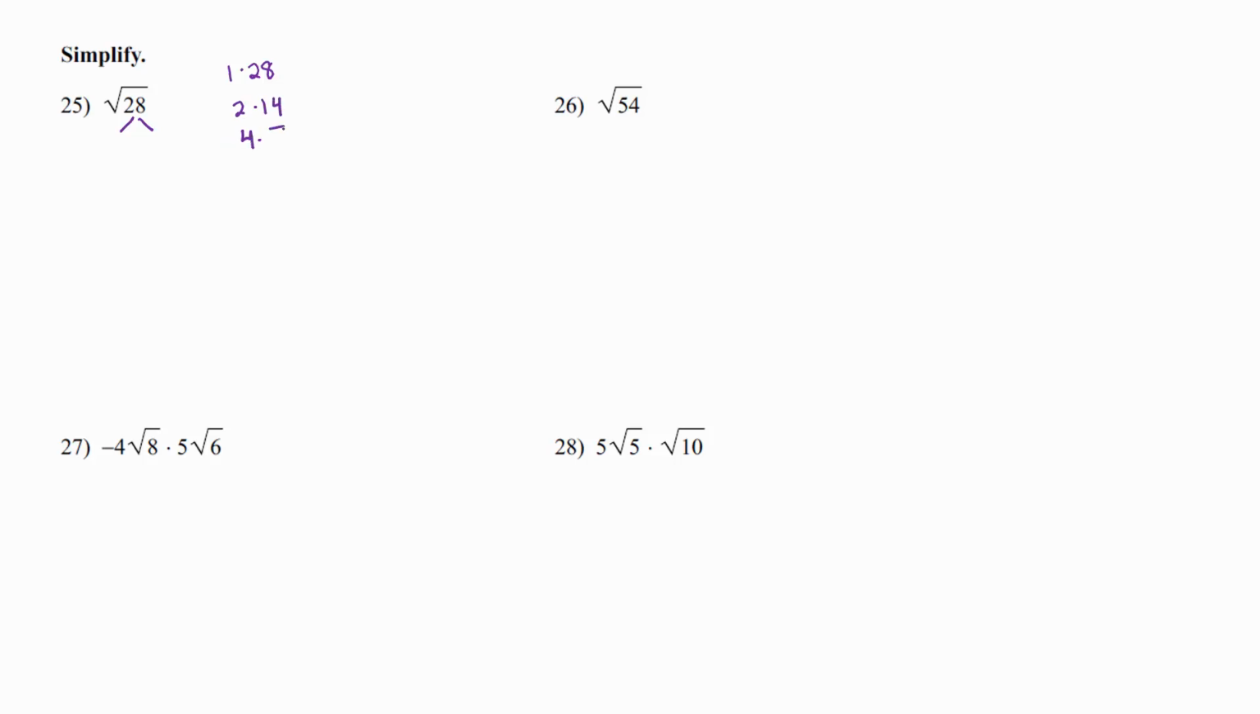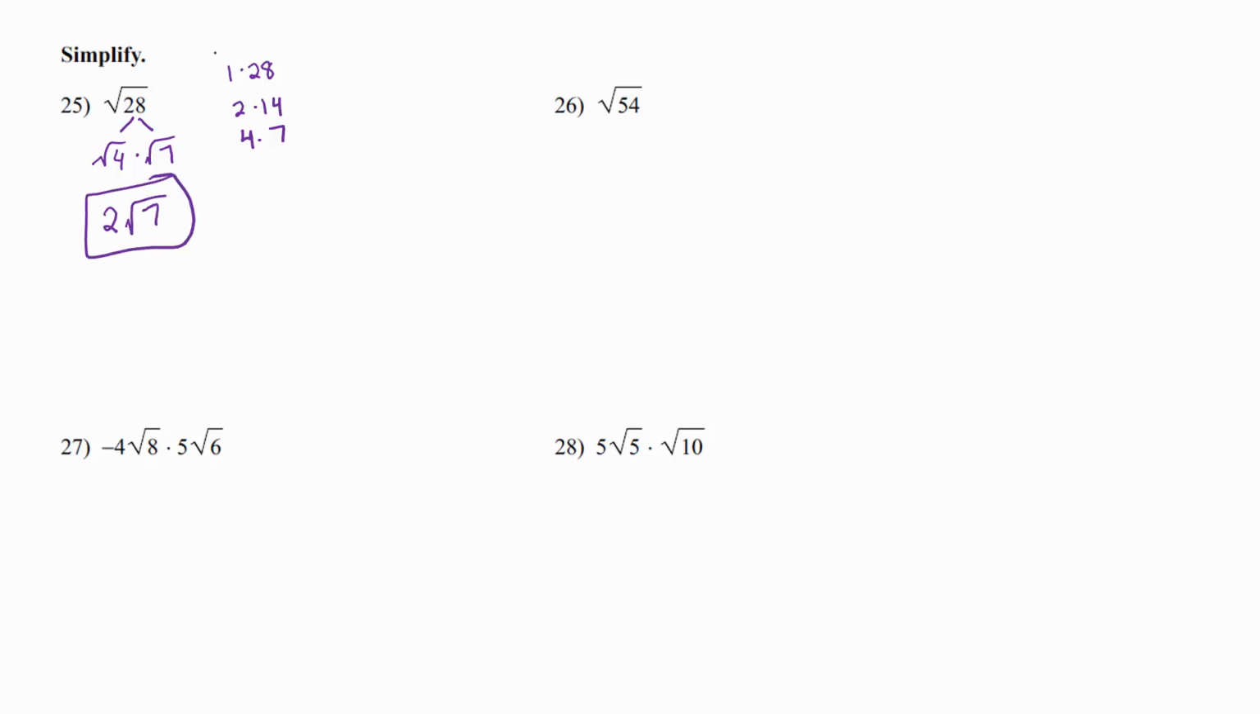4 times 7. We're looking for, out of these options, do any of them have a perfect square? Perfect square means a number that you can find the square root of. So 4 and 7 work. We can say that the square root of 28 is the square root of 4 times the square root of 7. And then we can say, well, I know that the square root of 4 is 2, and I don't know the square root of 7, so I leave it as square root of 7.